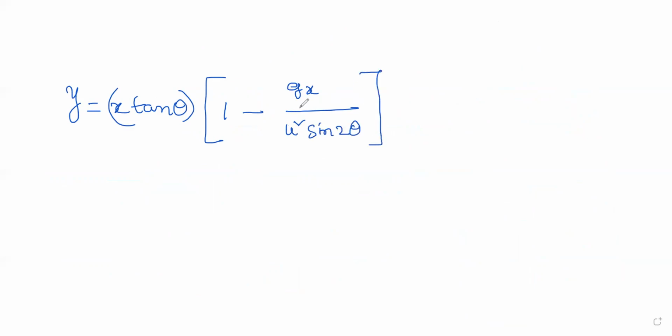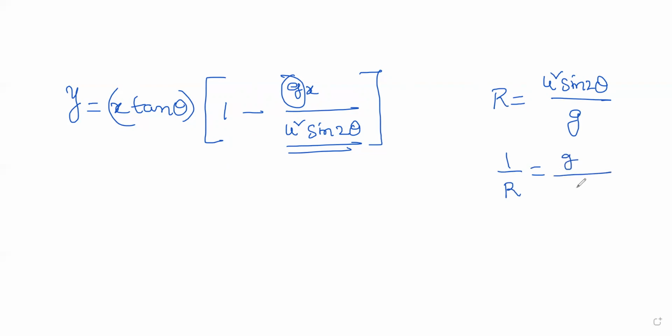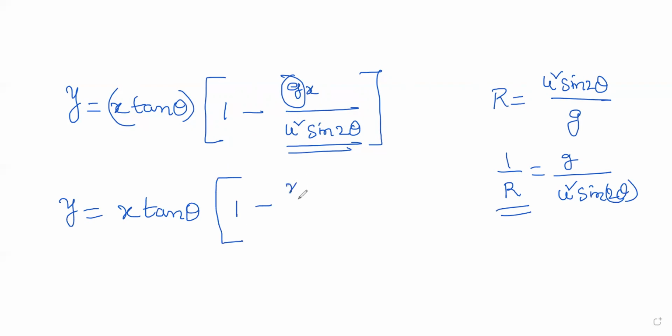And now what is this one? u square sin 2 theta divided by g, but it is in the reciprocal form. And I told you the range of the projectile is u square sin 2 theta by g. So that I can substitute. This 1 by R is nothing but g by u square sin 2 theta. So I can substitute here. Instead of this entire term, I can substitute 1 by R here, right? So y becomes x tan theta multiplied by 1 minus x by R.